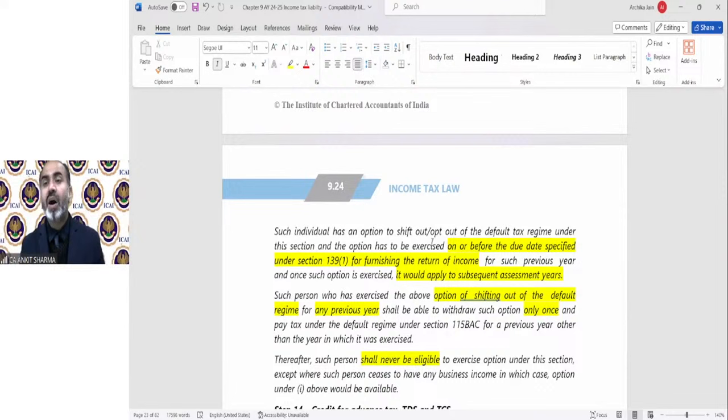Such a person who has exercised the above option of shifting out of the default tax regime for any previous year shall be able to withdraw such option only once and pay tax under the default tax regime, section 115BAC, for a previous year other than the year in which it was exercised. Thereafter, such person shall never be eligible to exercise the option under this section, except where such person ceases to have any business income, in which case the option would be available. Let me explain what they are trying to say.